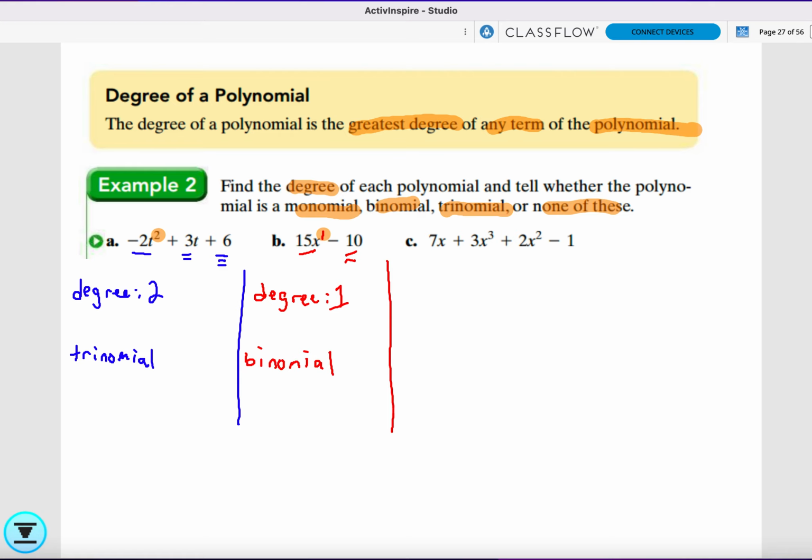Now look at the last one. What's my highest exponent? 3. So that's my degree. And there's more than 3 terms, so it's none of these. And we're done with example 2.